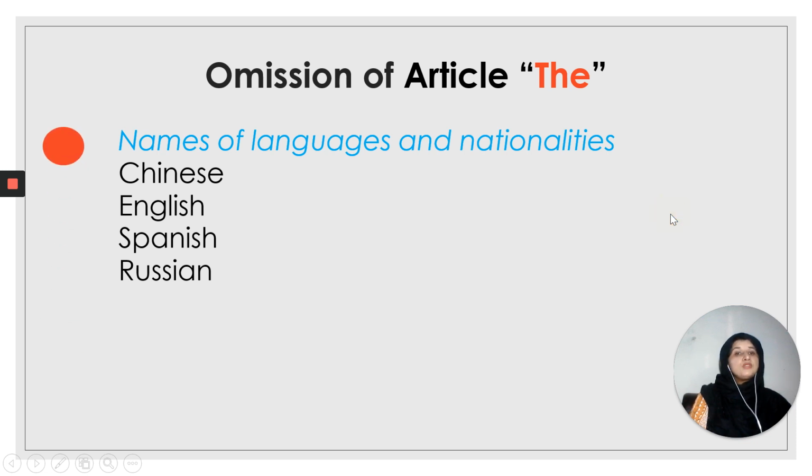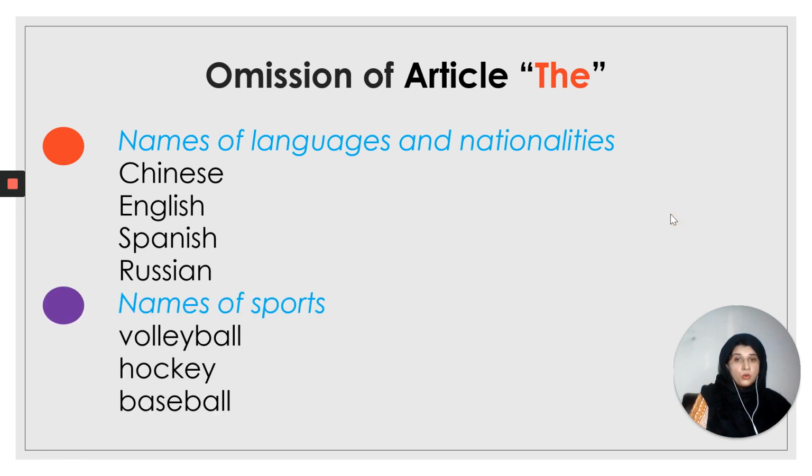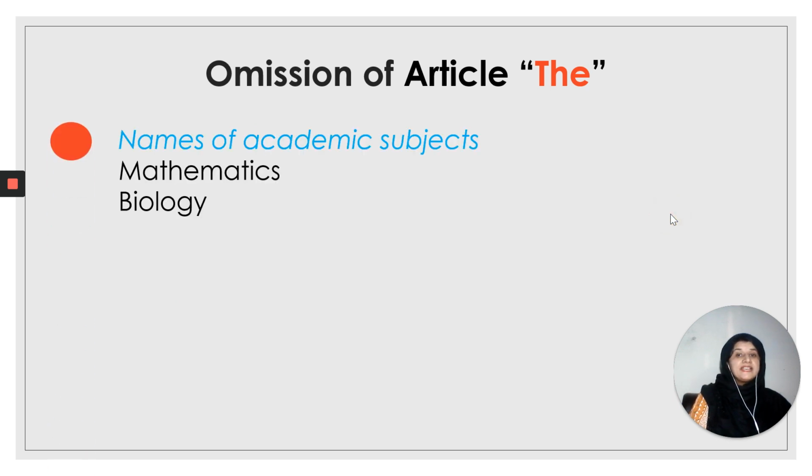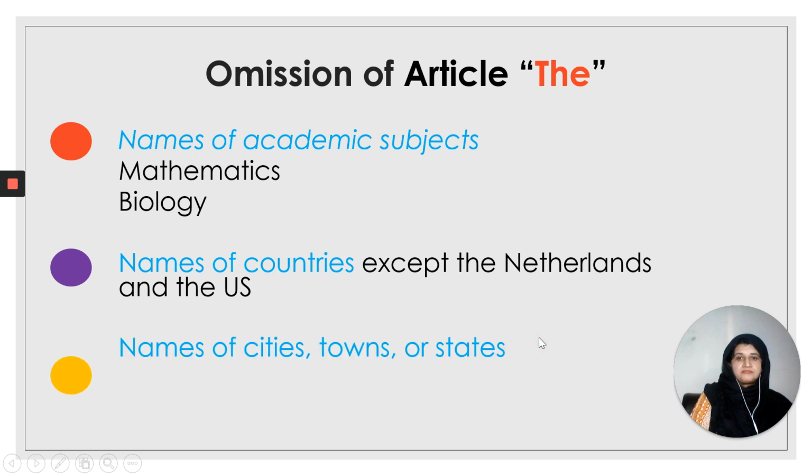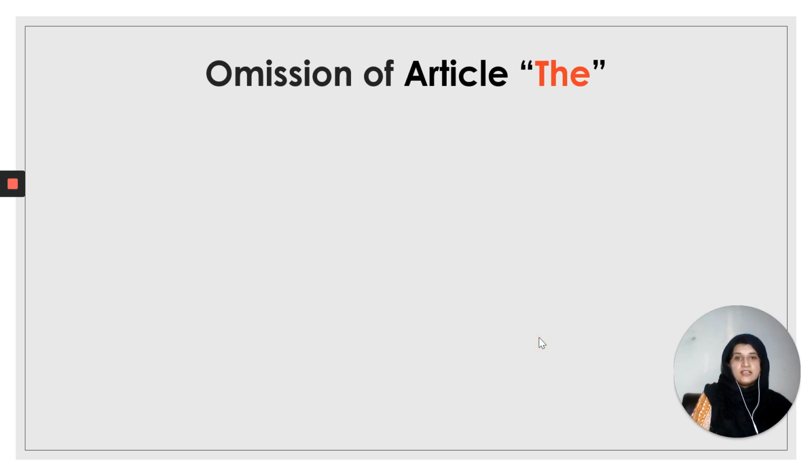Omission of article. There are some situations when we don't use the at all, like names of languages and nationalities. You can see examples in front of you. Names of sports, names of academic subjects, names of countries except the Netherlands and the United States, because ये collective noun हैं, बहुत सारे states का combination है. That's why we make use of article the here. Names of cities, towns or states, इनके साथ भी हम article the नहीं लगाते. States के नाम के साथ भी the नहीं लगाना होता.